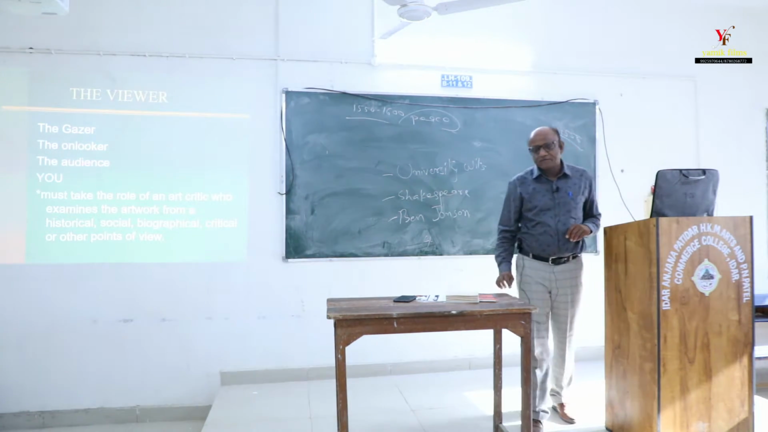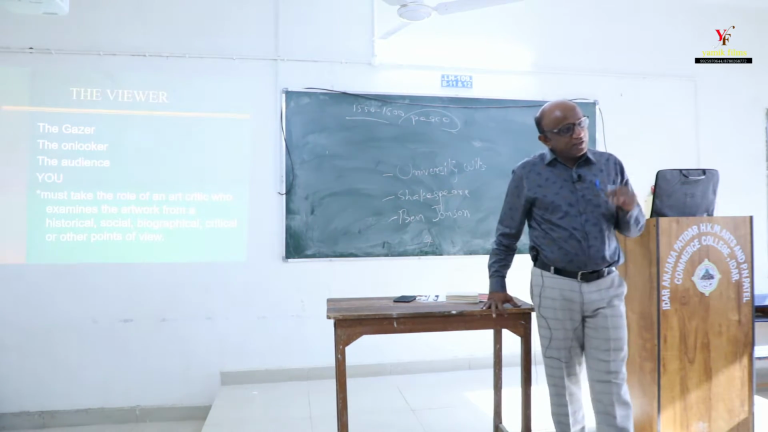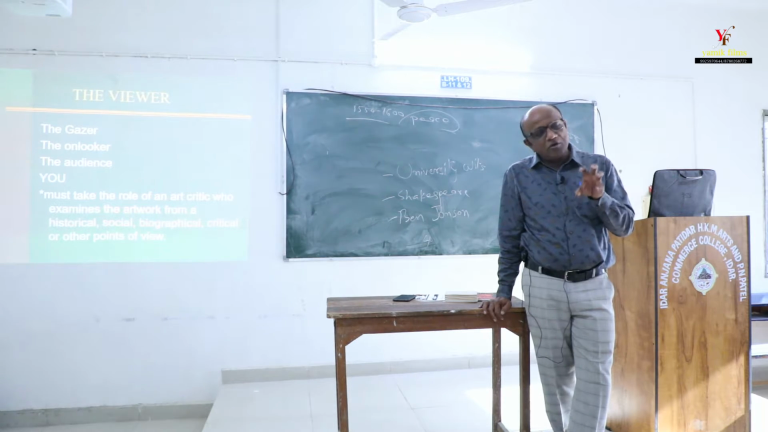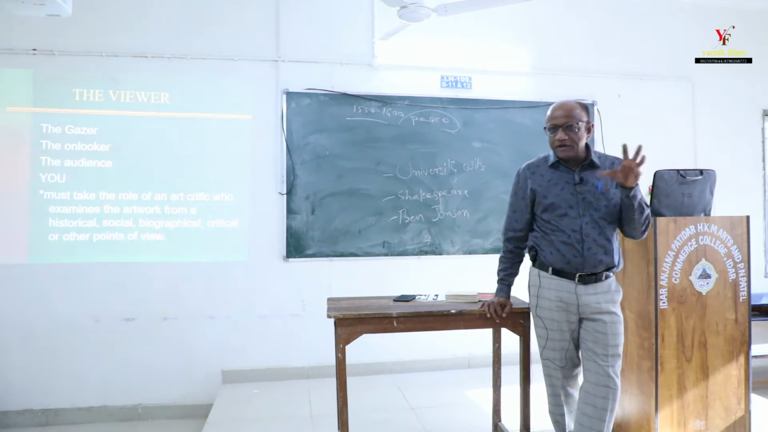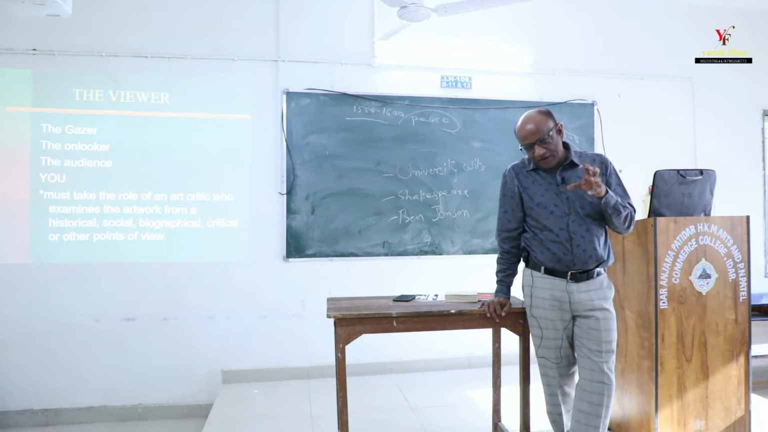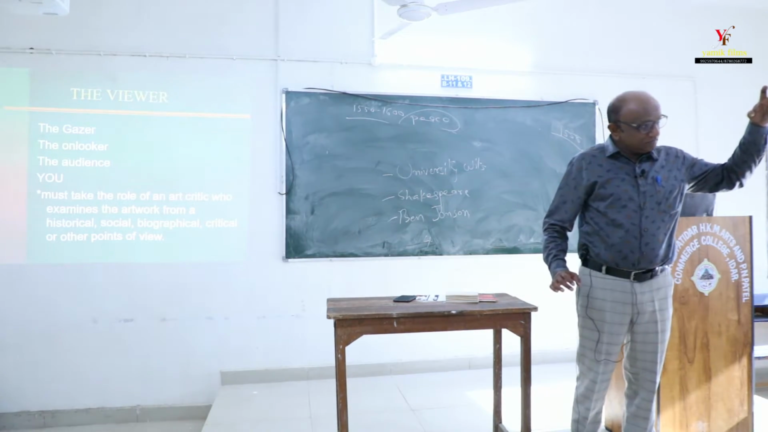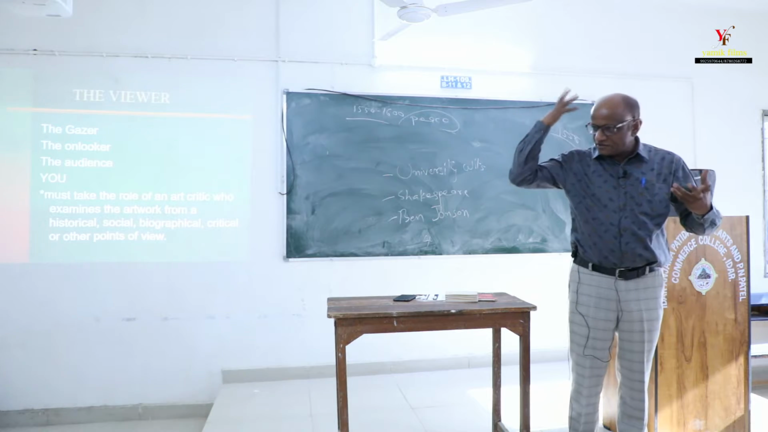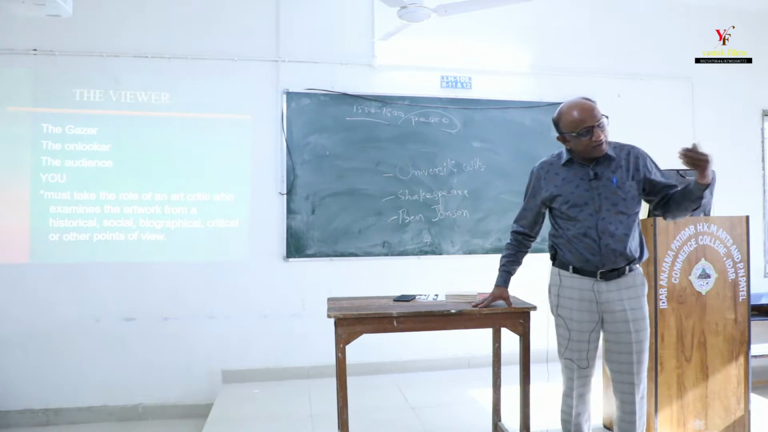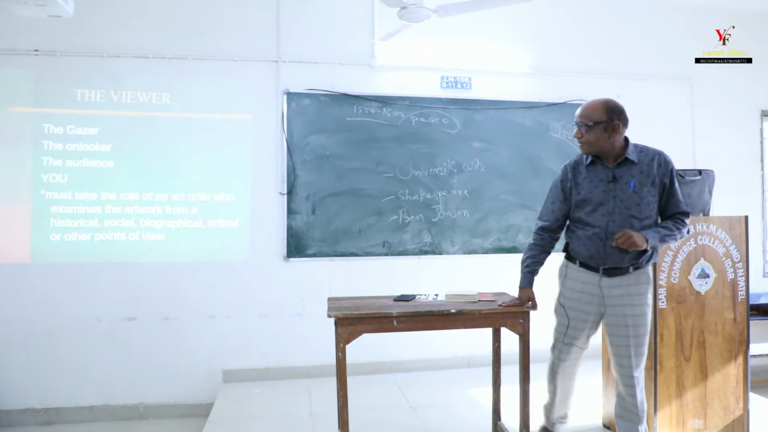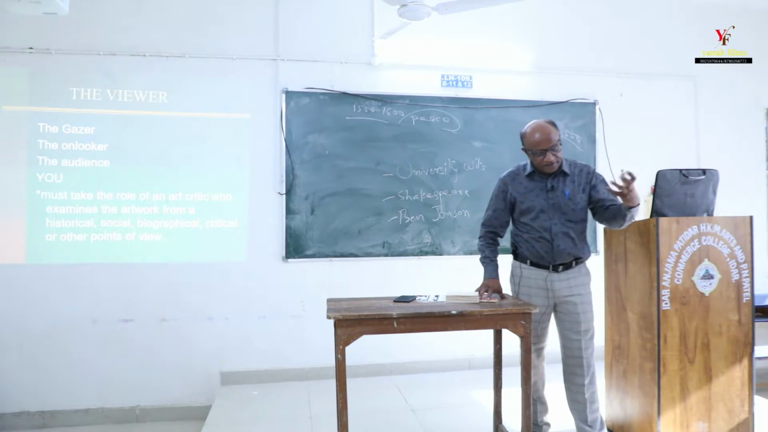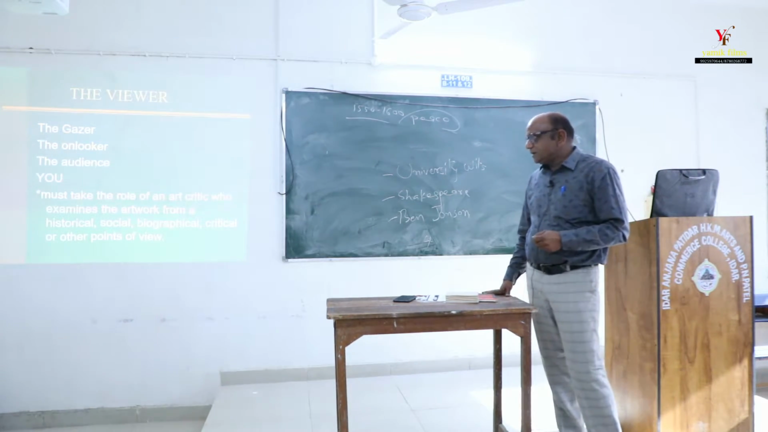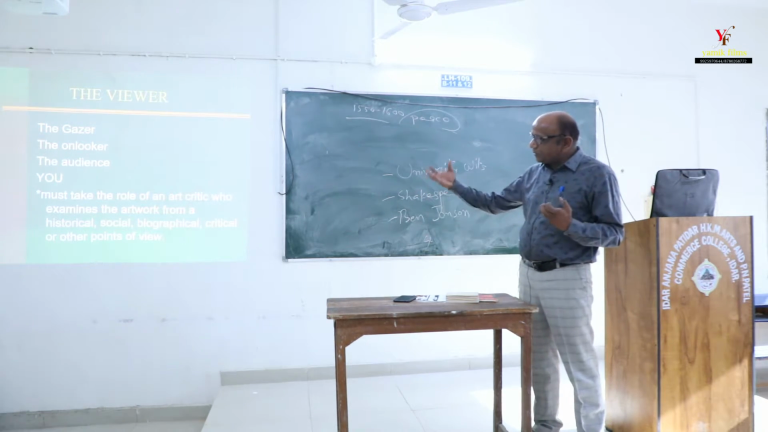What we can do is, at our stage, we must take the role of an art critic. What is our role? To look at that particular work of art as art critic. Critic, what does a critic do? He will try to find out the good aspects, the bad aspects, right? Criticism is this. This is good, this is bad, this is nice, whatever it is. So we will try to do that, evaluate that work of art as an art critic. Examines the artwork from a historical... how are we to look at it? What will be our perspectives? Historical, social, biographical, critical or other points of view. These are the points of view to look at the work of art.